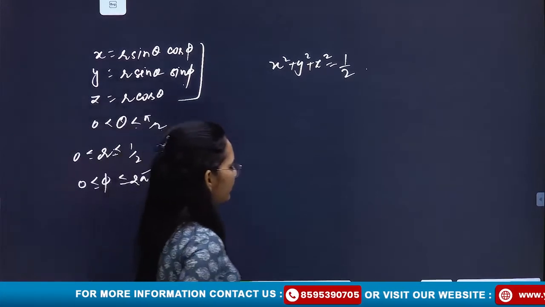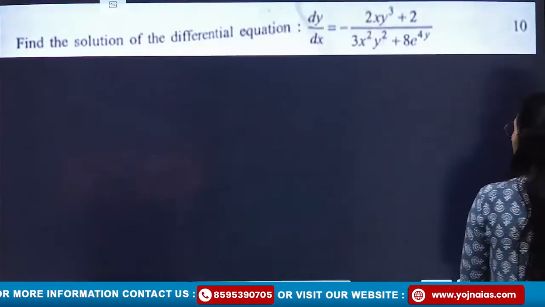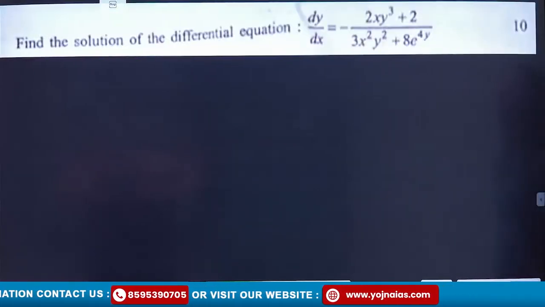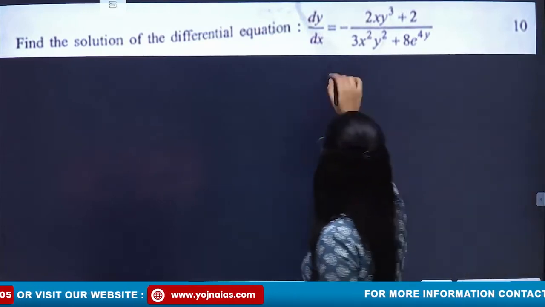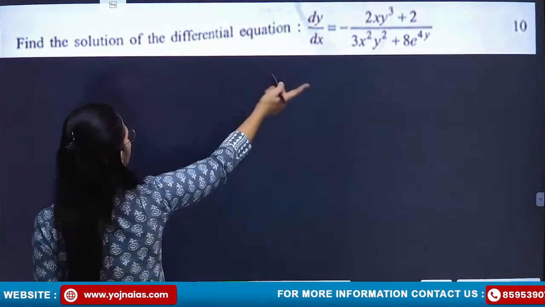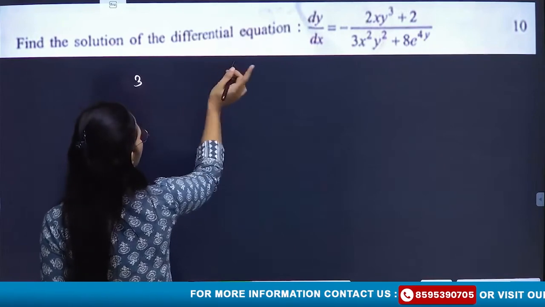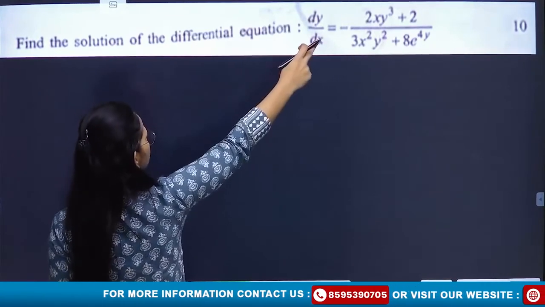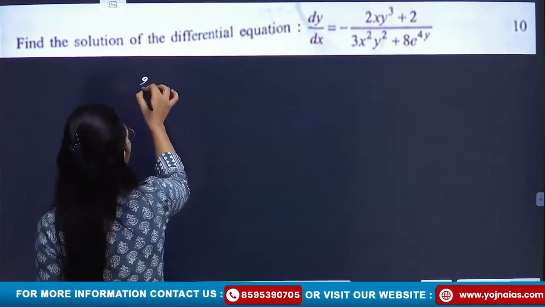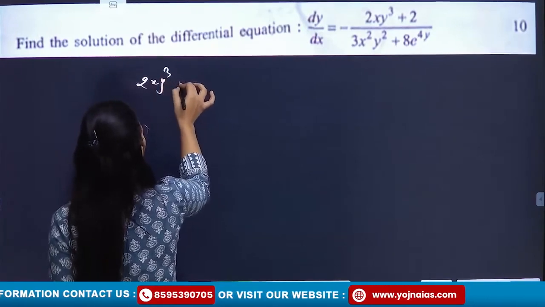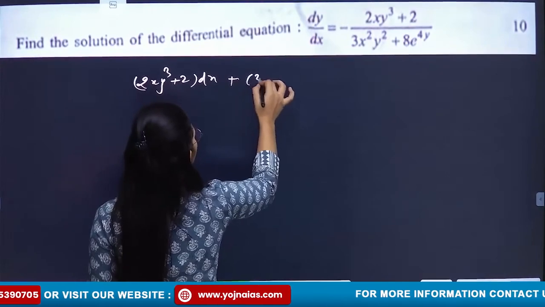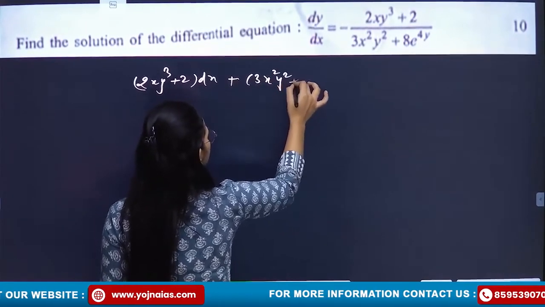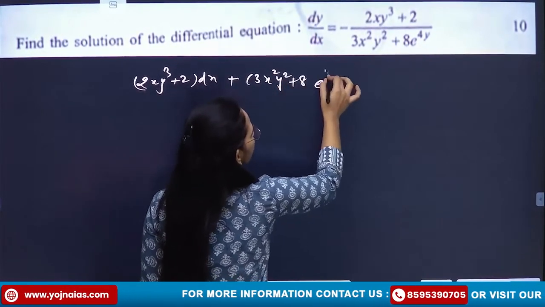Next question: find the solution of the differential equation. Very easy. How to do it? Cross multiply, take this side, and this is going to be the terms with dx and dy.